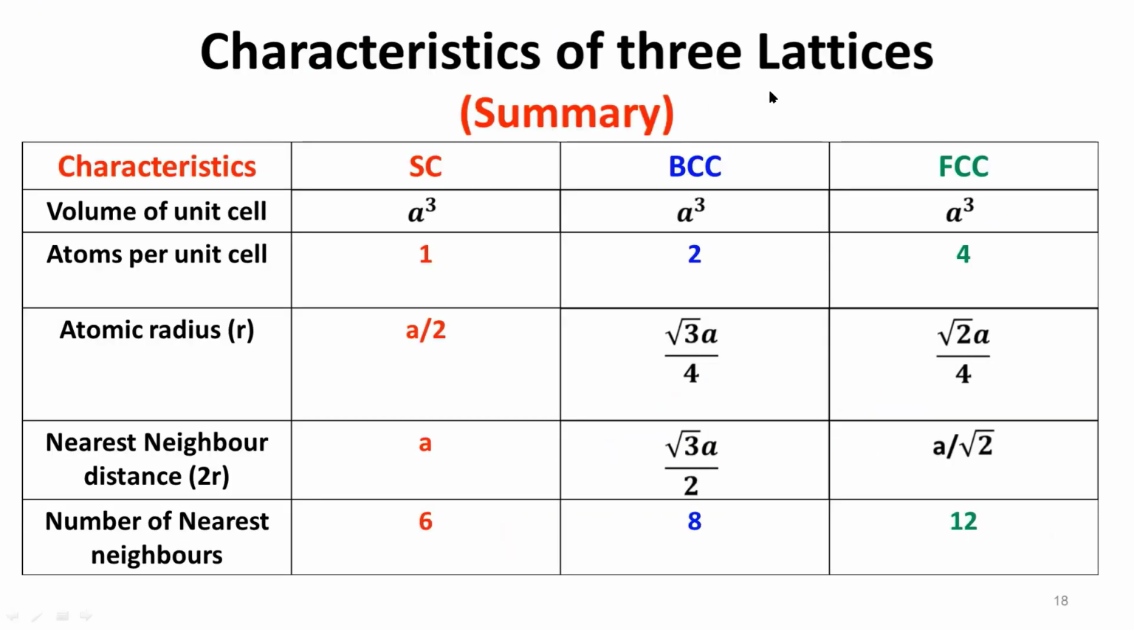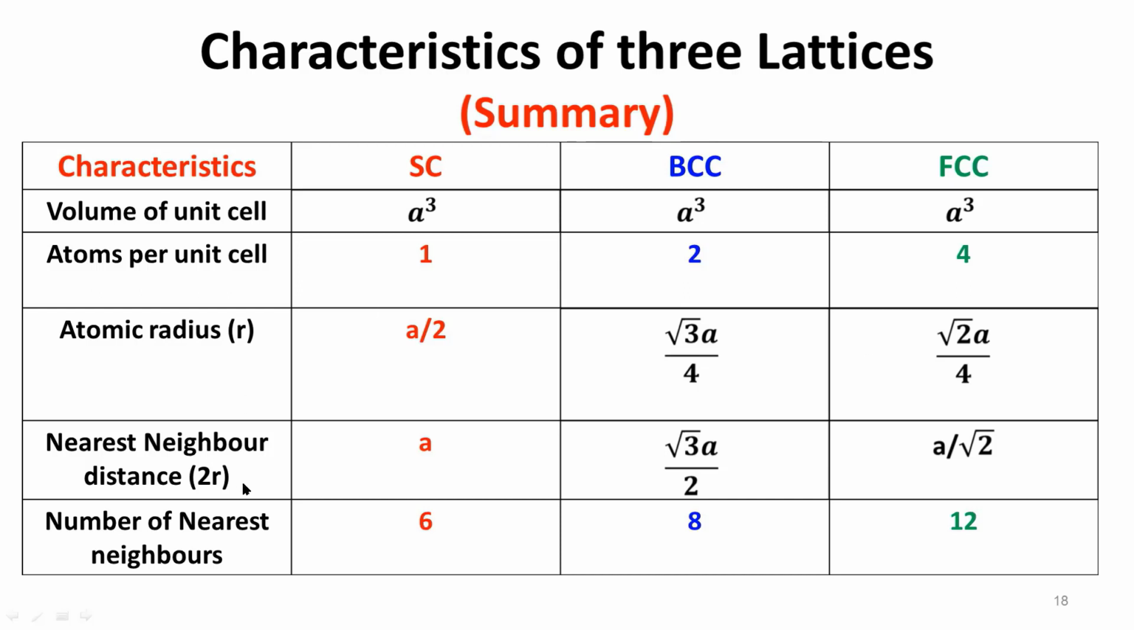Here the characteristics of the three lattices just discussed are summarized. One is simple cubic, one is body-centered cubic, and one is face-centered cubic. Volume of the unit cell is a cube in all. Atoms per unit cell is 1 in simple cubic, 2 in body-centered cubic, and 4 in face-centered cubic. Atomic radius R is given by a by 2 in SC, root 3 by 4 a in BCC, and root 2 by 4 a in FCC.